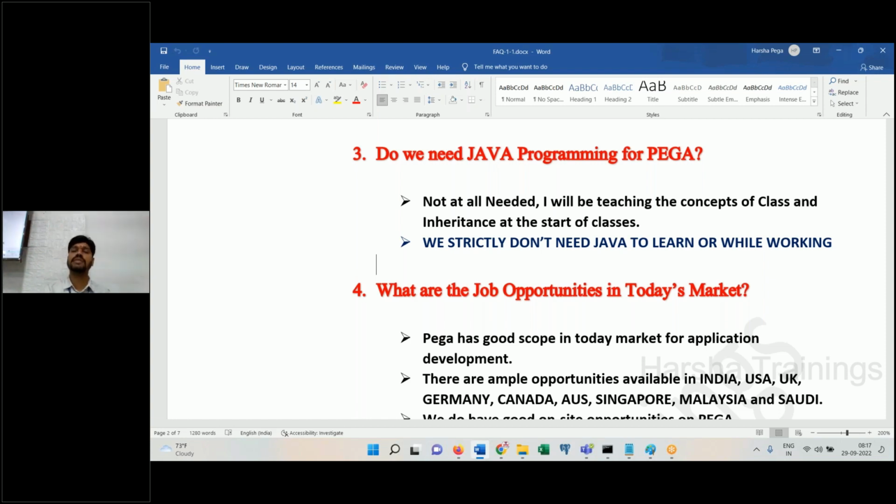I will be teaching those concepts in a way that you have never heard before. So whatever your background was, you will be able to understand OOPS concepts when you are gaining the knowledge from me. Everyone clear? You don't need any Java programming while you are learning Pega. The conceptual understanding of OOPS, I will be explaining you, so you don't need to worry about it. Third question, third doubt, everyone clear? Am I going faster or okay?